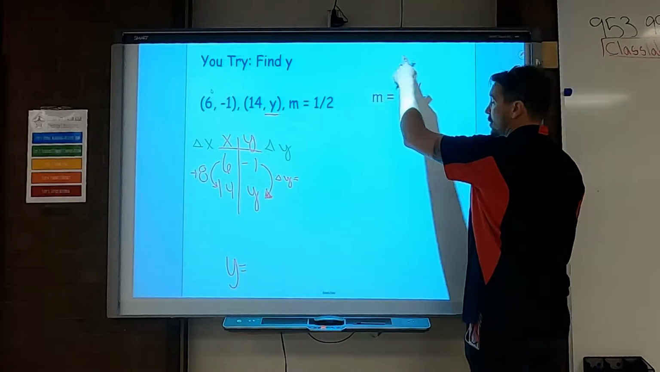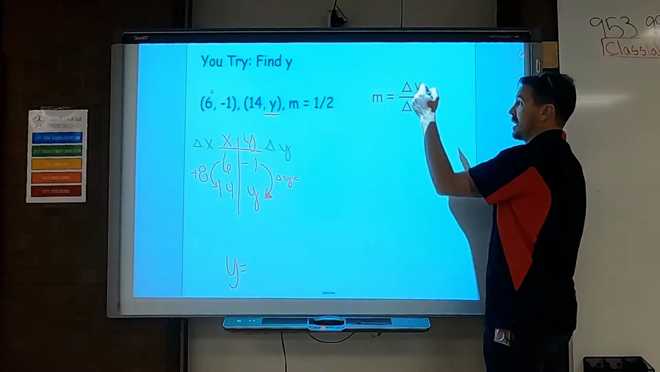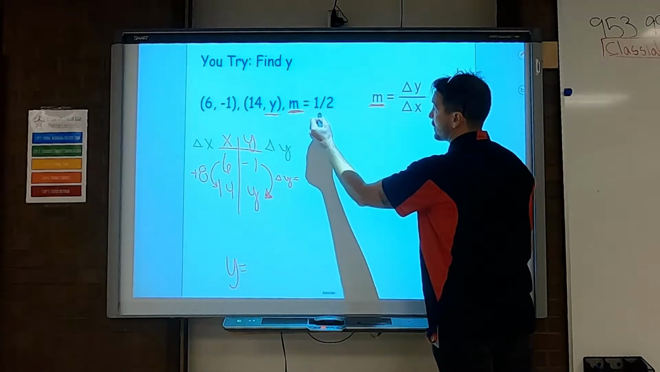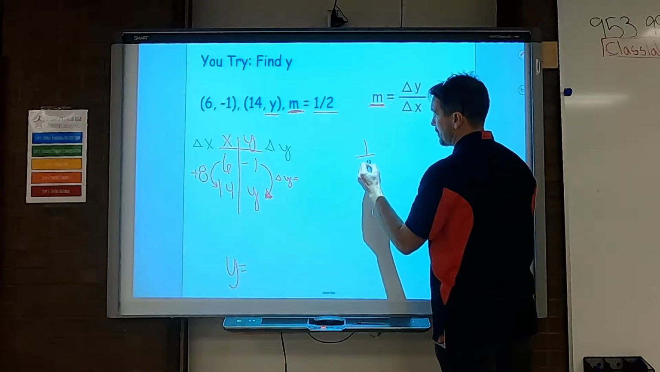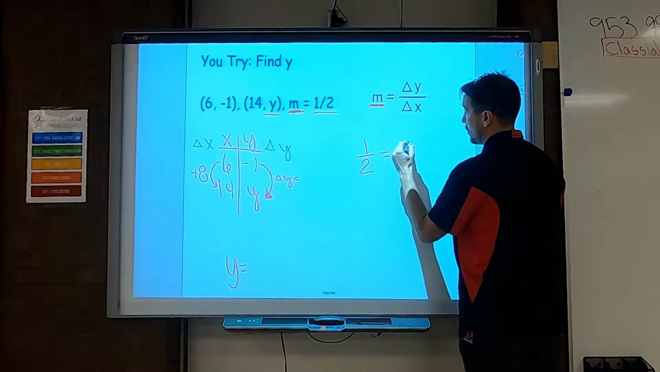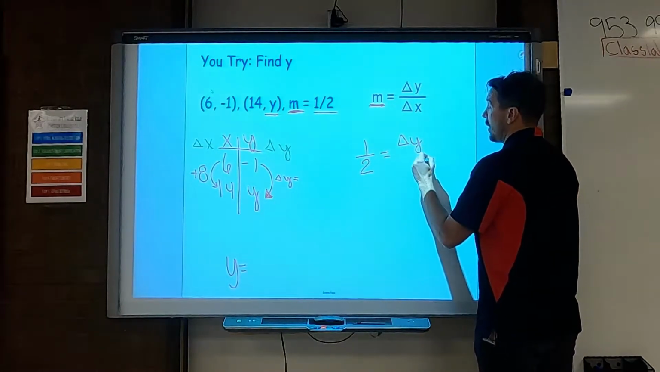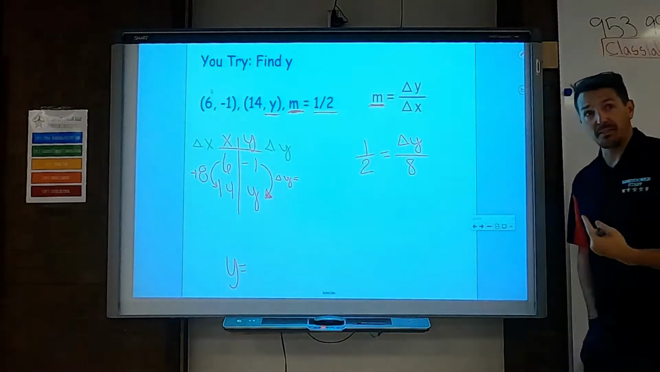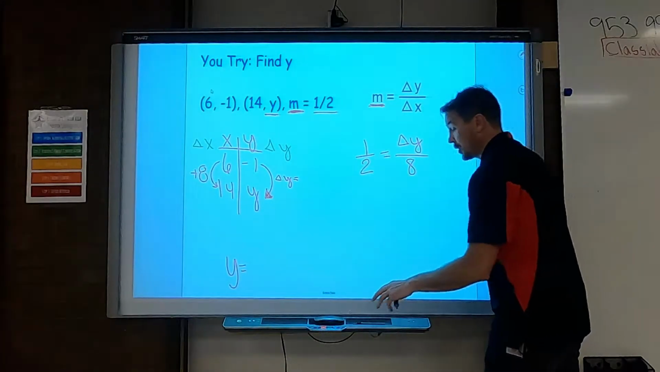Well, I have this equation, m equals the change in y over the change in x. And in this special case, I already know what m equals. It equals 1/2. So I can put a 1/2 in for m, equals the change in y, which I don't know, I want to find that out, over the change in x, which we said was 8. So I have one missing variable. So I have 2 ways I can solve this.